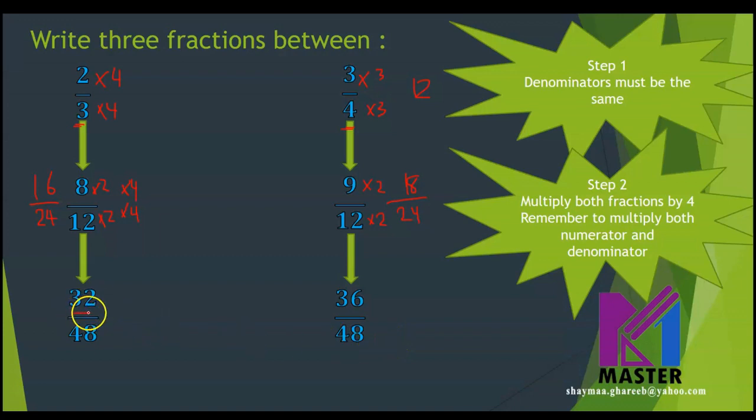So now I have 32 and 36. I can find 33 over 48. I can find 34 over 48, as you can see, and I can find 35 over 48. So these three fractions are between 2/3 and 3/4. Is this clear? Now let's see more examples.